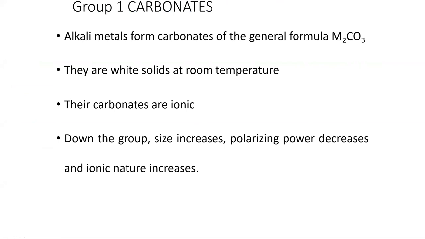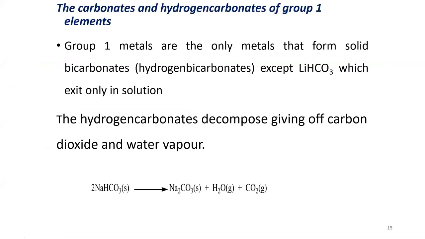So down the group, size increases, polarizing power decreases, and ionic nature increases. The group one metals are the only metals that form solid carbonates. Please note this: the group two metals, when we get there, their carbonates are usually liquid. So your group one metals are the only metals that form solid bicarbonates. But we have an exception.